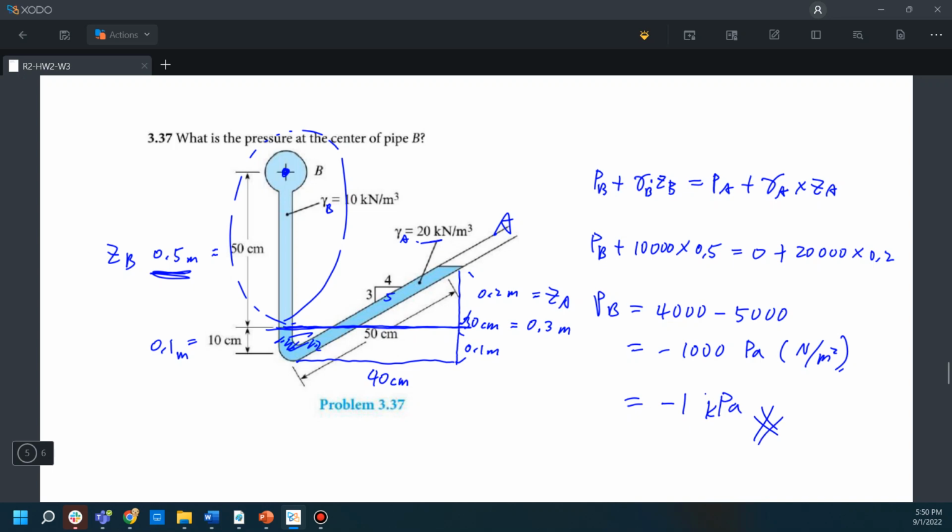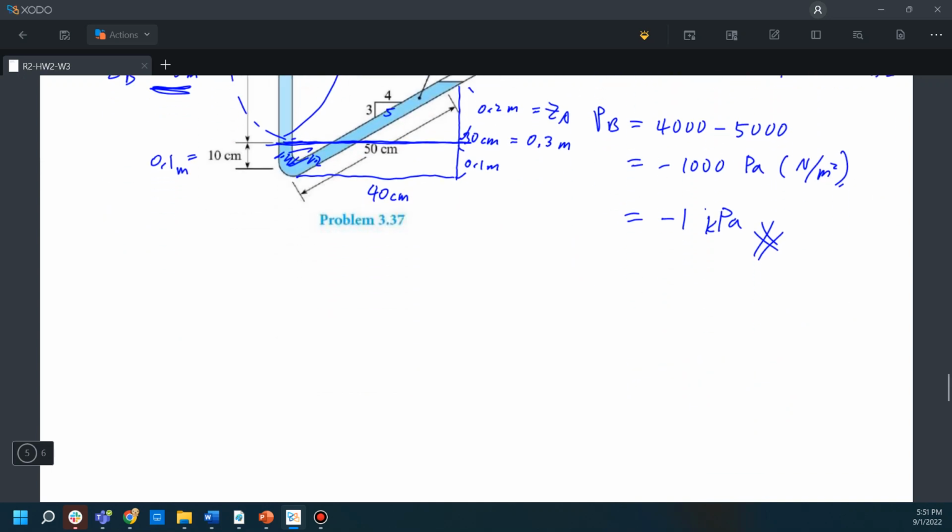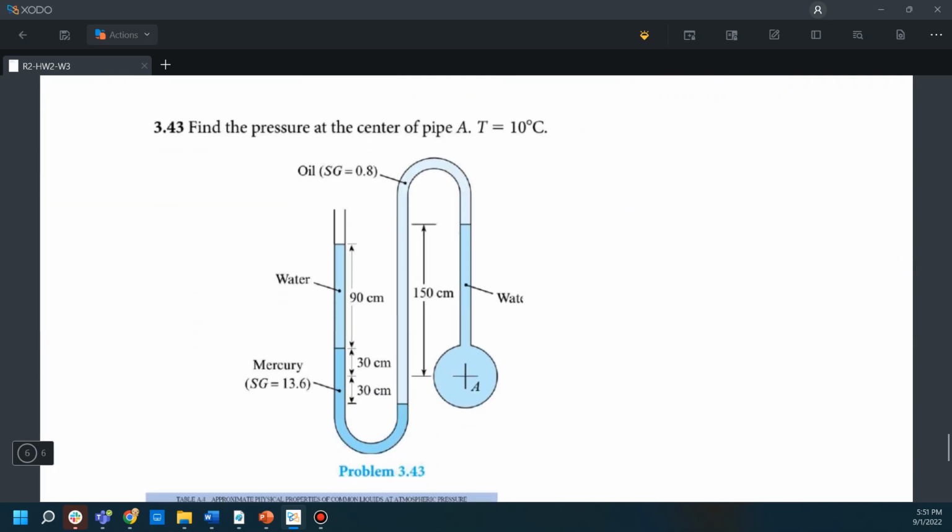Okay, so again, this problem is the hydrostatic problem. You can use this equation here to solve the only unknown variable in this problem, which is this pressure B. Okay, so let's go on.